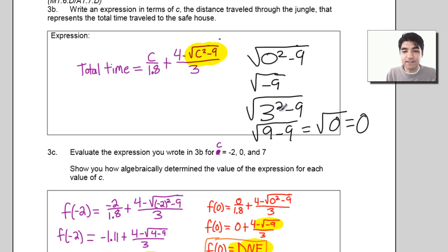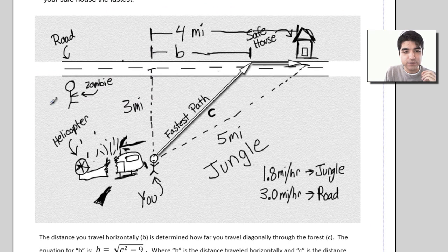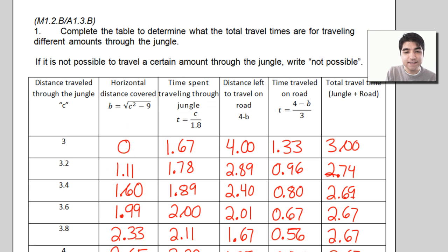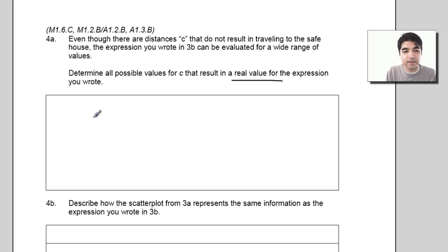Okay, so basically this is the lowest number that we can go. And that kind of makes sense from looking at our situation here. Let's go back to our... So remember that 3 is the shortest distance that you could walk through the jungle and make it to the road. So if you walk any less than 3, you're still going to be in the jungle and you're never going to get to the house. The largest that you could walk is the 5 miles. So basically what I'm trying to say here is that c needs to be greater than or equal to 3.